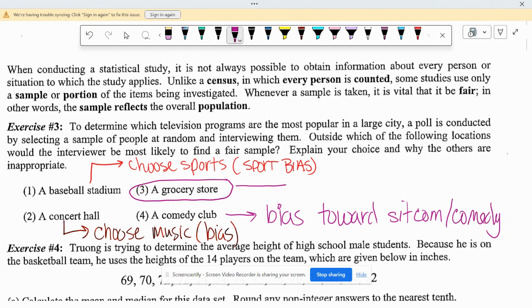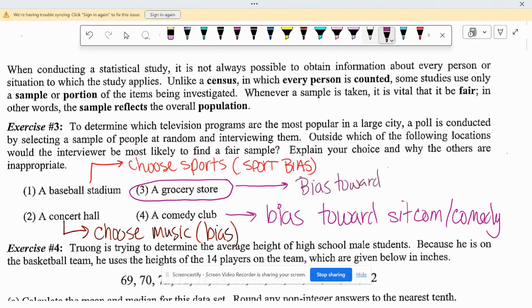Everyone has to go get food at some point, but what if they stood outside the Publix? Yeah. So like it depends on what type of grocery store they stand outside of, right? Very good. So every single one of these has some type of bias. So this is going to have a bias toward the type of grocery. Does that make sense? It'll be a bias towards the type of grocery.